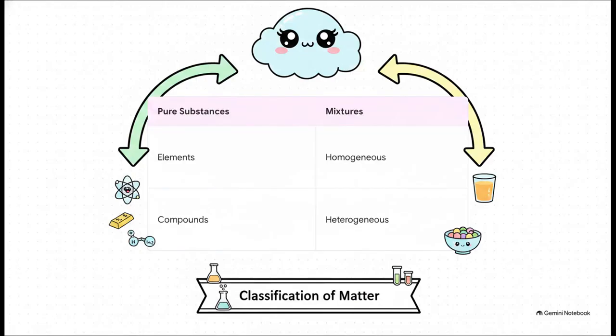And this brings us to our overarching classification map. This is basically how scientists sort everything. We divide all matter into 2 main branches based on what the atomic particles are doing. On one side, we have pure substances, which includes elements and compounds. On the flip side, we have mixtures, which branch into homogeneous and heterogeneous. Literally every physical thing you interact with falls somewhere onto this map.